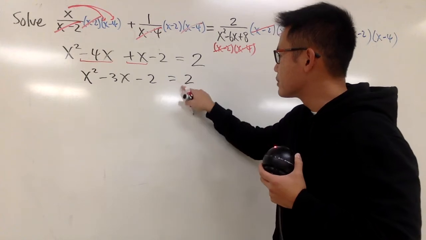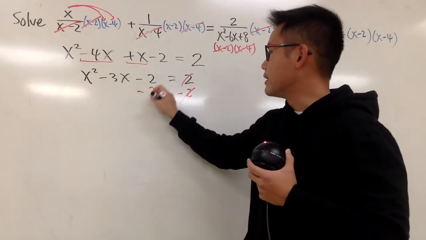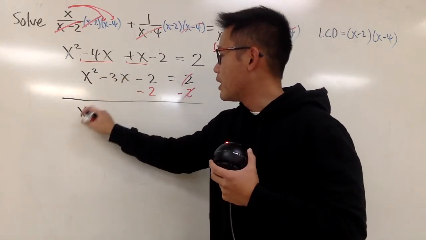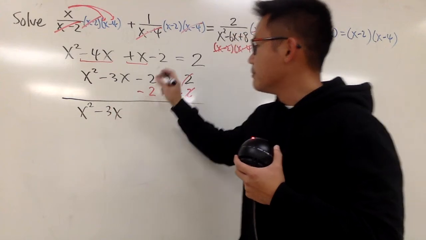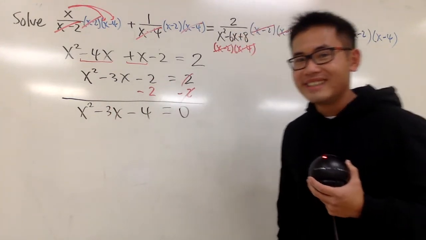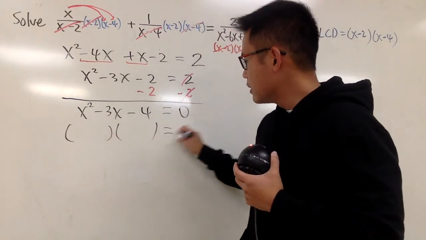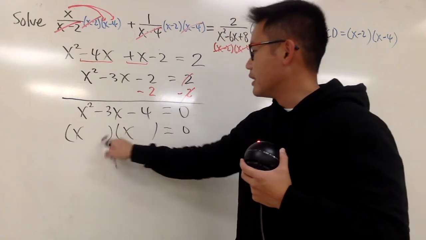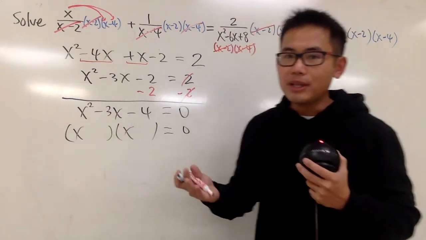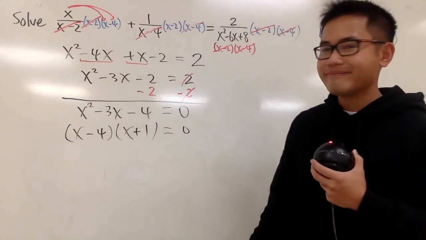And right here, I'm just going to subtract 2 on both sides, so that this will be 0, and then minus 2 here as well. And now, this is x squared minus 3x, minus 2, that's minus 4 right here, and then we have the 0 that we want. And now, let's factor this. So let's see. What two numbers multiply to give us negative 4, and together they add up to be negative 3? The correct combination will be minus 4 and plus 1, right?